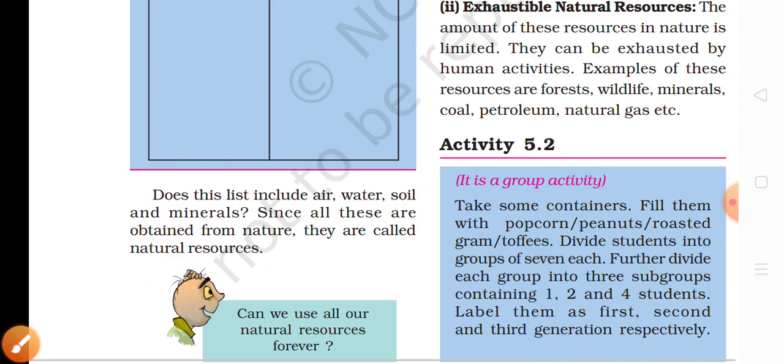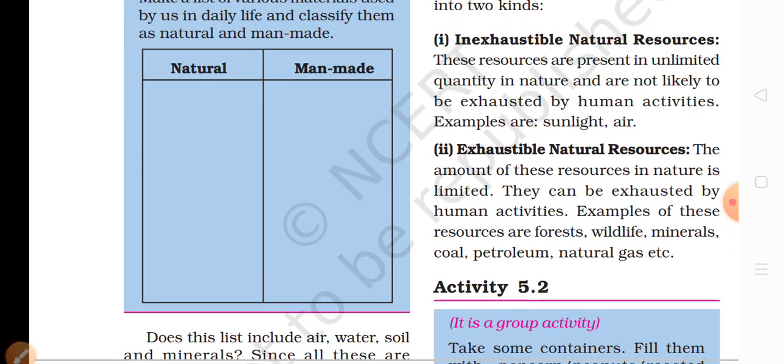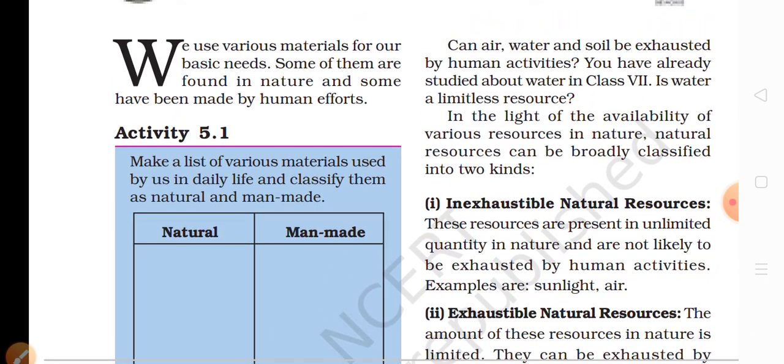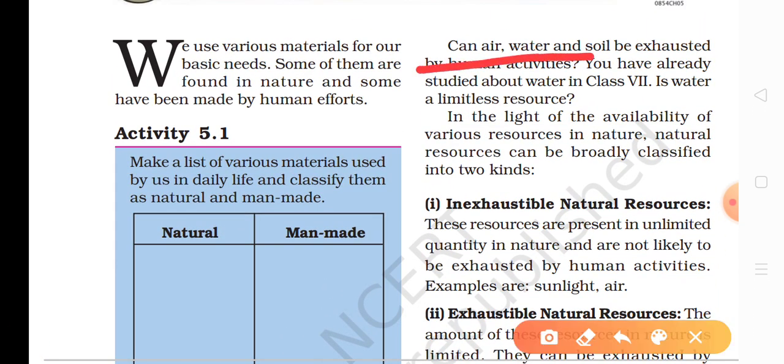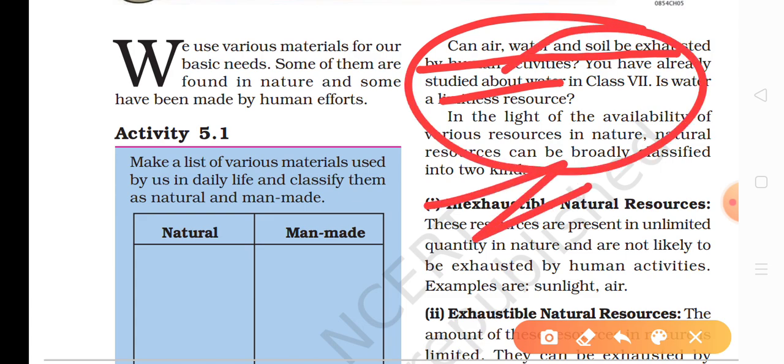And some resources are man-made, like plastics. It is invented by human beings. Then some artificial fibers, rayon, polyester, all these things we get, they are man-made resources which we use in our daily life. So can air, water, soil be exhausted by human activities? If we do not use them in a proper manner, one day will come when all these natural resources will come to an end.